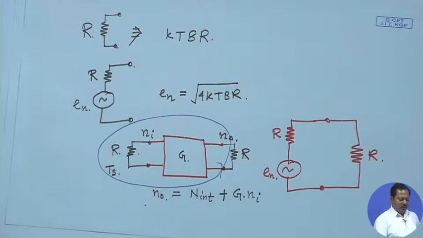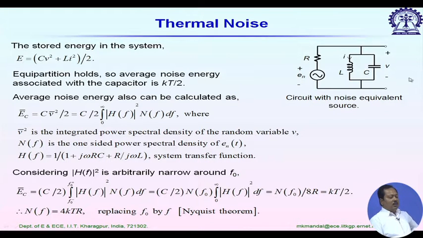Now, let us go back. Let us say we have a resonator, a tank circuit made of L and C. Then the noise power stored in one particular component, inductor or capacitor, it can be shown that it is half of the total available noise power. So, total available noise power, if I consider per unit hertz, is kT per hertz. The noise power stored in the inductor will be kT by 2. Similarly, it is kT by 2 inside the capacitor.